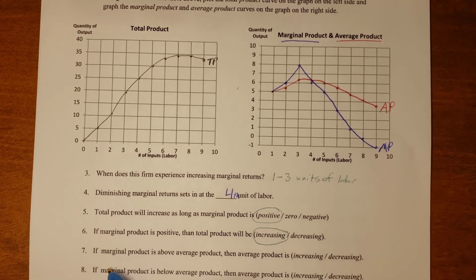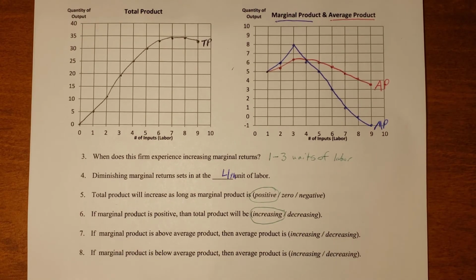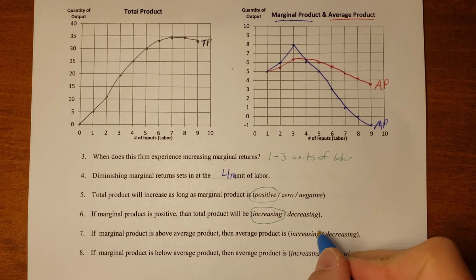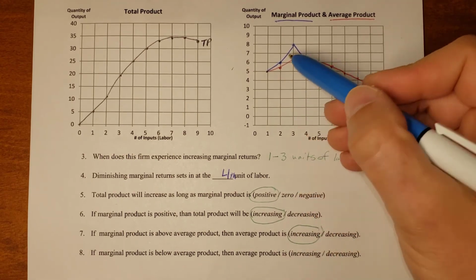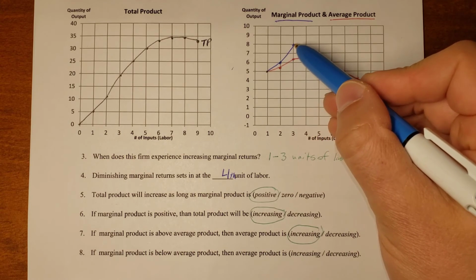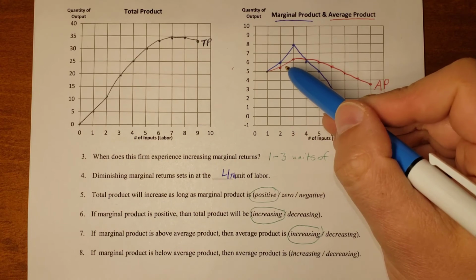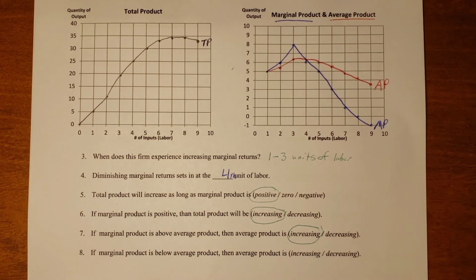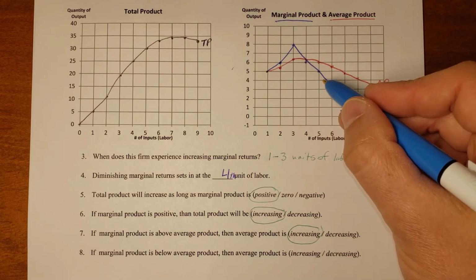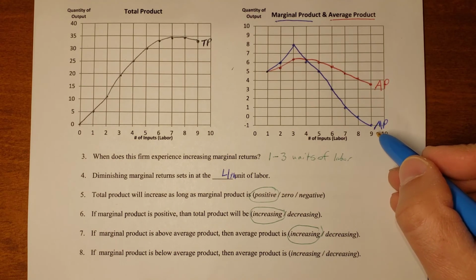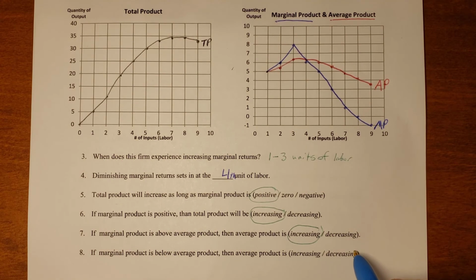Question 7 says, if the marginal product is above the average product, then the average product is, well, the answer here is increasing. So if we look over here, as long as the marginal product is higher than the average product, the average product is going to be going up. However, if the marginal product is below the average product, meaning once the marginal product starts falling below the average product, then the average product starts decreasing.